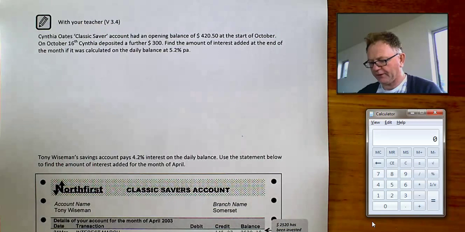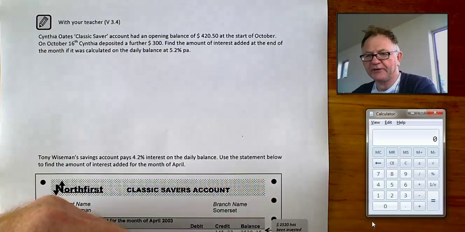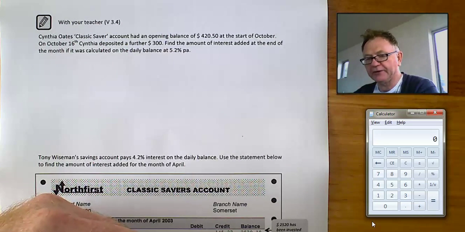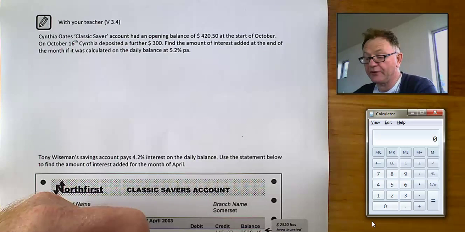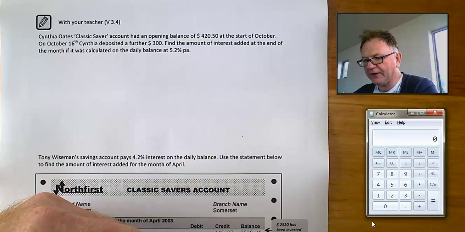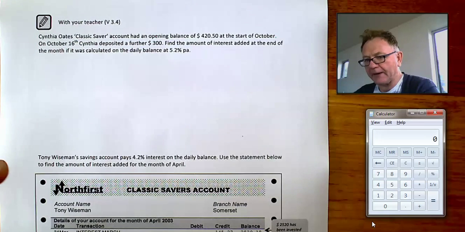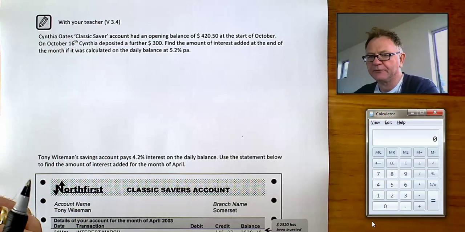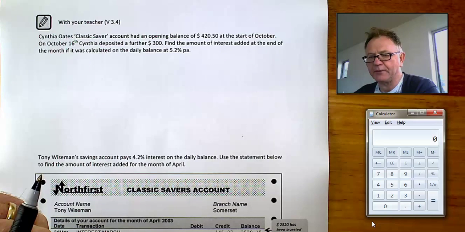In this question we're asked to use simple interest to work out the amount of interest that's awarded on bank accounts. The way that it works when interest is awarded on a daily balance is it's like they work out how much interest you get for each balance until it changes. So the exact number of days that it's in there for becomes really quite important.